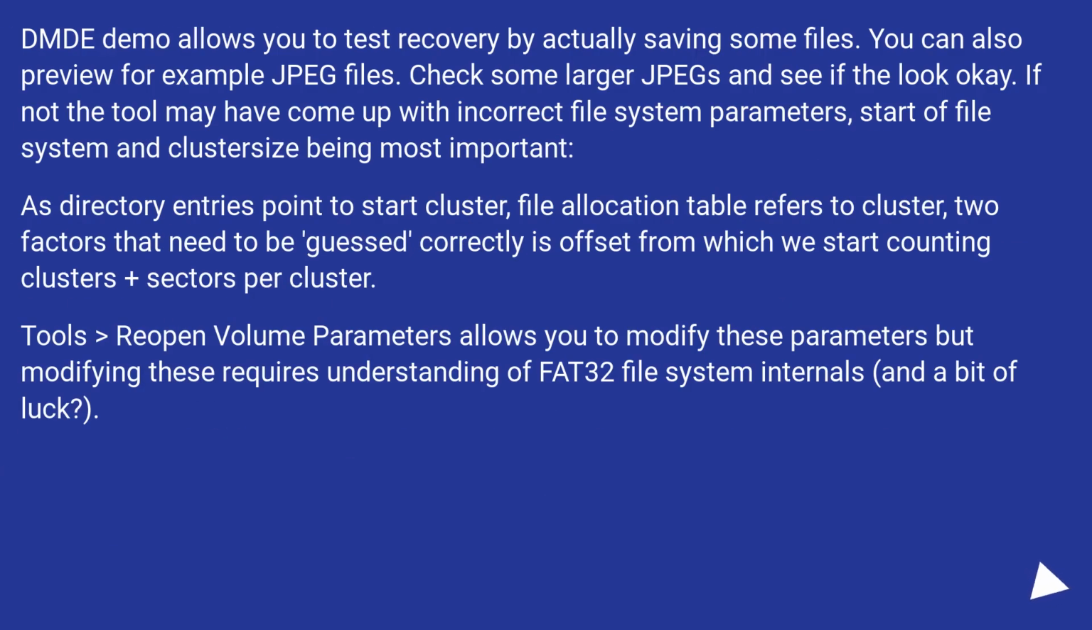DMDE Demo allows you to test recovery by actually saving some files. You can also preview, for example, JPEG files. Check some larger JPEGs and see if they look okay. If not, the tool may have come up with incorrect file system parameters, start of file system and cluster size being most important. As directory entries point to the start cluster, the file allocation table refers to clusters. Two factors that need to be guessed correctly are the offset from which we start counting clusters plus sectors per cluster. Tools, Reopen volume parameters allows you to modify these parameters, but modifying these requires understanding of FAT32 file system internals, and a bit of luck.